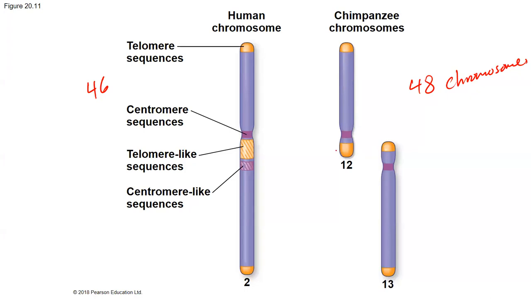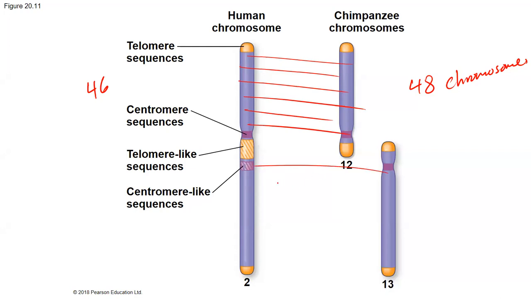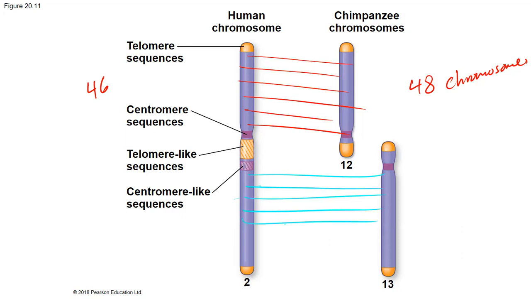So chromosome number 12 is very similar to this part of chromosome number 2, and chromosome number 13 is very similar to this part of chromosome number 2 in humans. Okay, so scientists think that in chimpanzees, these two are separate chromosomes, they remain separated, but in humans, these two chromosomes represent one chromosome.